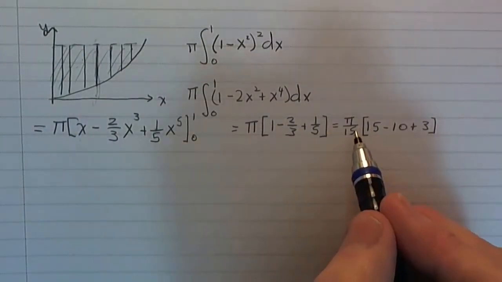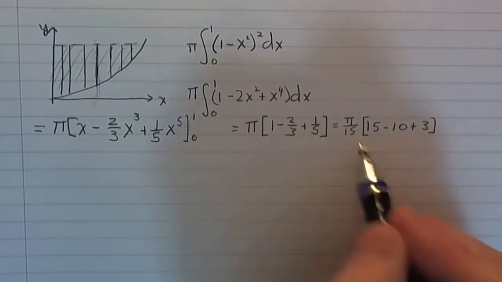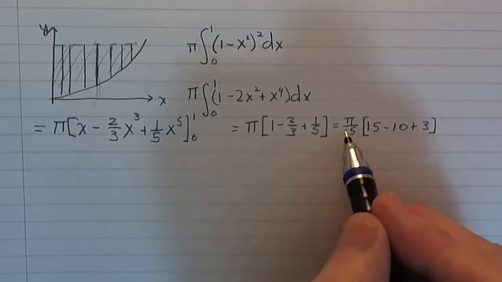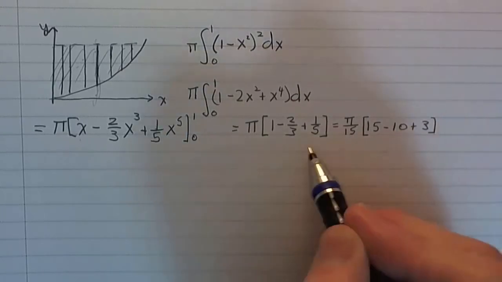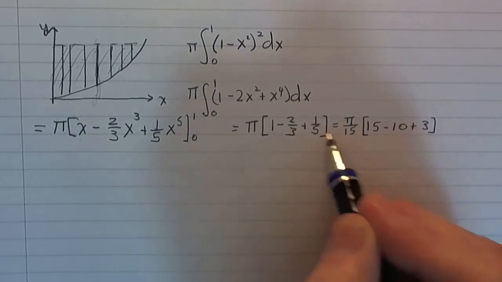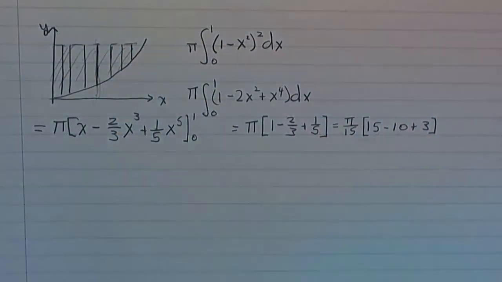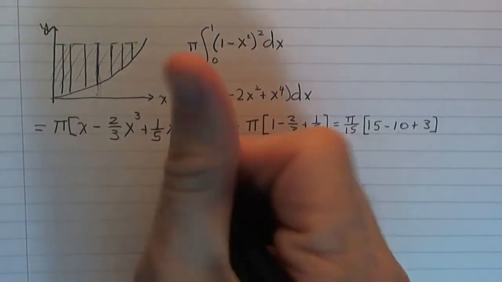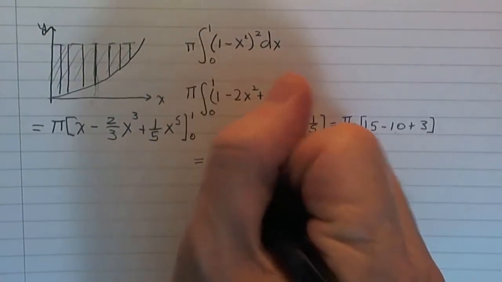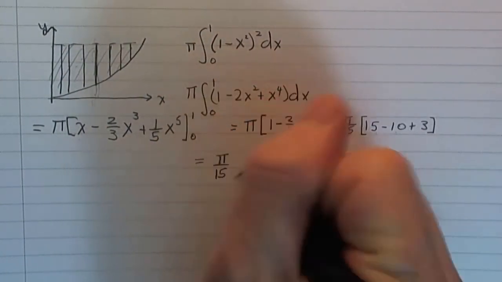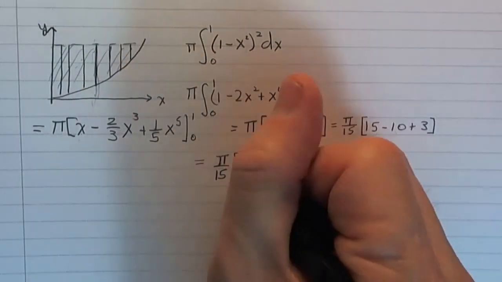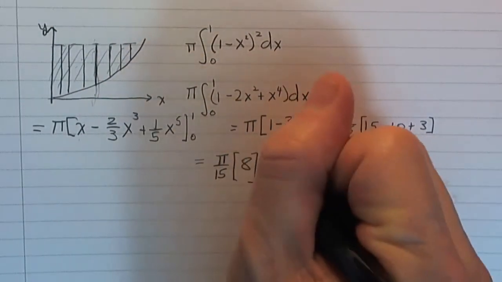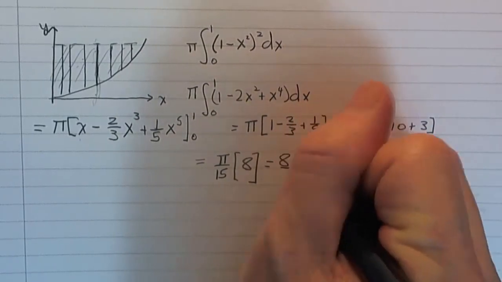Now notice if I distribute back through, so this was just a little arithmetic trick. If I distribute back through, 1/15 times 10, that's going to be 2/3. 1/15 times 3, that's 1/5. So you see I get the same thing back. It was just a little trick to make things easier on myself. So now I get pi over 15, and now I get 15 minus 10, that's 5, plus 3, that's 8. So it looks like I get 8 pi over 15.